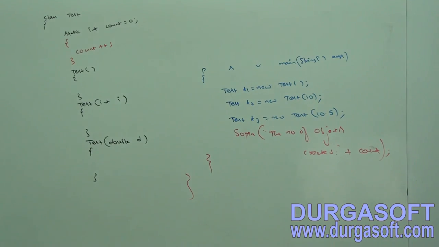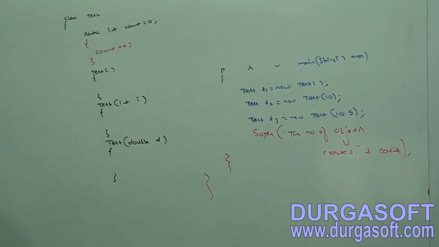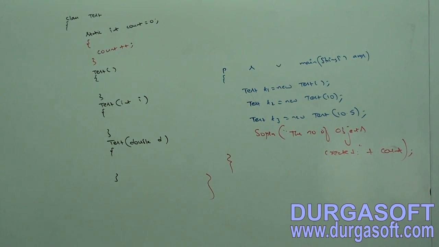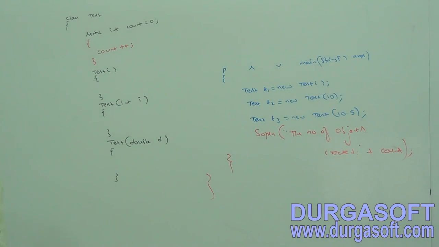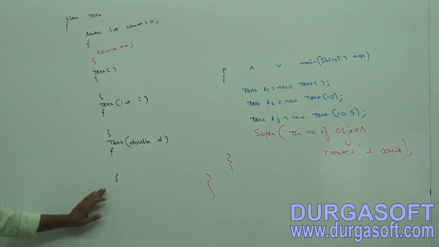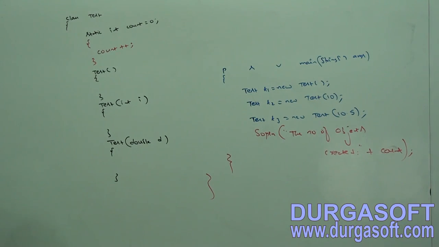So what is the role of the instance block? The number of objects created itself is what? Plus count. So terminology is very clear for you people, right? Okay, that's all. Instance block versus constructor, what is the difference, right?